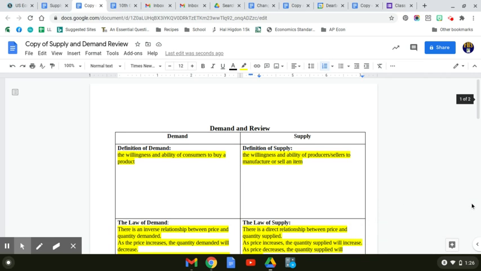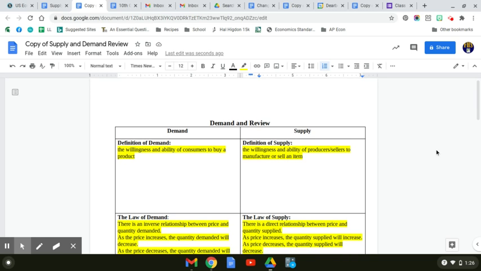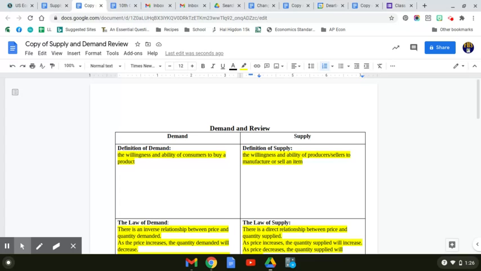Hello. I just wanted to go through the review that you guys did yesterday as part of your asynchronous work. So I'm just going to go through the answers really quick. So double check your assignment against the answer key just to make sure that you were on the right track with all of these components of supply and demand.